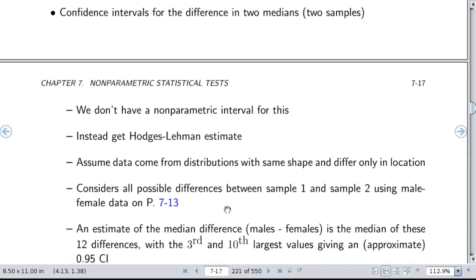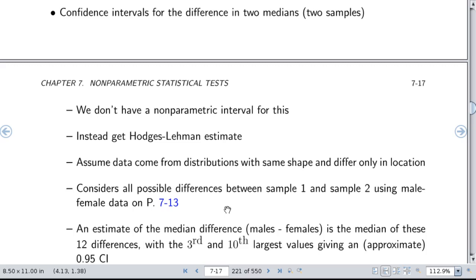Now, what if we wanted to get a confidence interval for the difference in two medians? Well, this is going to be a little suspicious because we know the median is not a very efficient estimator. If you calculate it once, if you calculate it twice because you have two samples and you take the difference, these inefficiencies are going to add up. So you're going to get a pretty wide confidence interval.